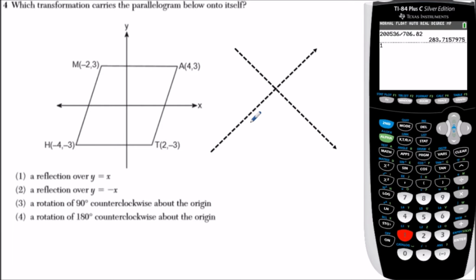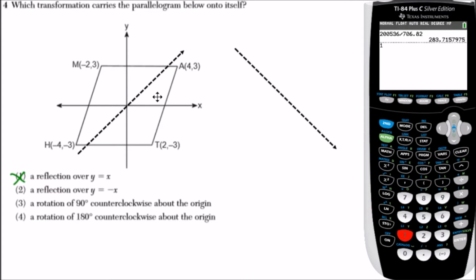Okay, for this question here, what we're looking for is which transformation would carry a parallelogram onto itself. And what that means is that when we perform the transformation, we're looking at the same identical figure, and all the points are going to lie in the same respective places here. So process of elimination here will work. So if we look at the line y equals x, the reason why choice 1 is no good is because let's say I take point A and I reflect it over this line, it would land me at the point 3, 4, and this is clearly not on the original parallelogram, so choice 1 is out.